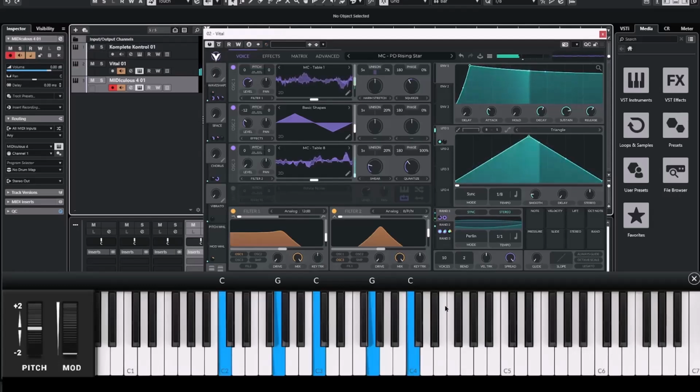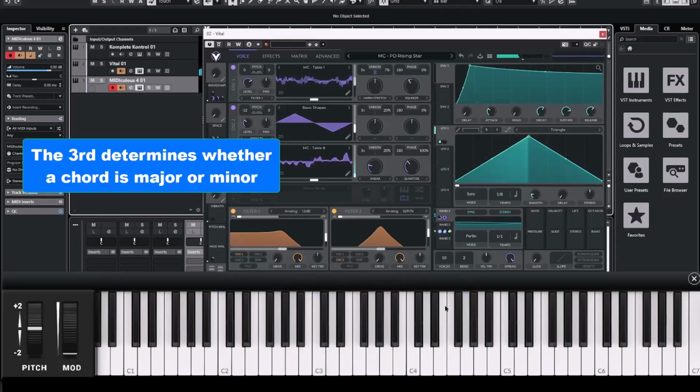And you can spread these notes out across the keyboard. And what does that sound like? Is that a C major? Is that a C minor? Well, it's neither. We don't know what it is because it has not got a third in it.